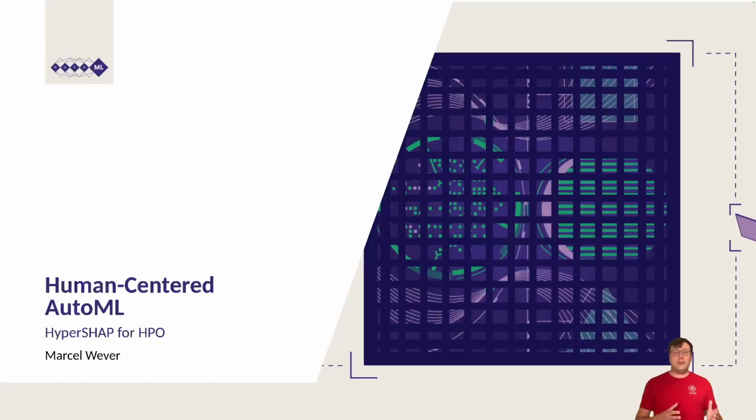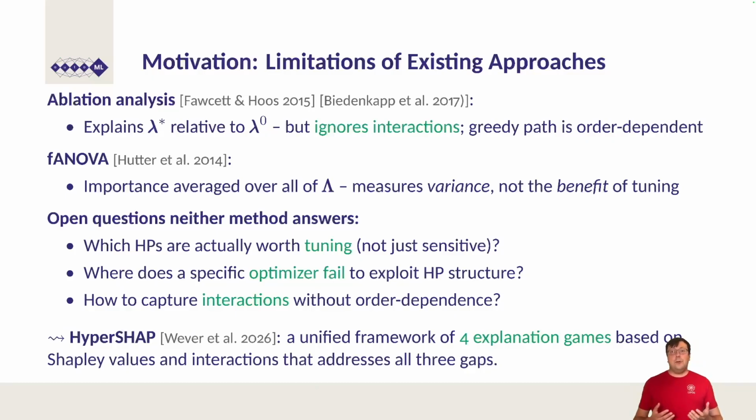Ablation is interaction blind and local. FANOVA is global but conflates sensitivity with value. HyperSHAP is a unifying framework that addresses both deficits using cooperative game theory, Shapley values and their interaction generalizations with axiomatic guarantees. Let's state the gaps precisely.